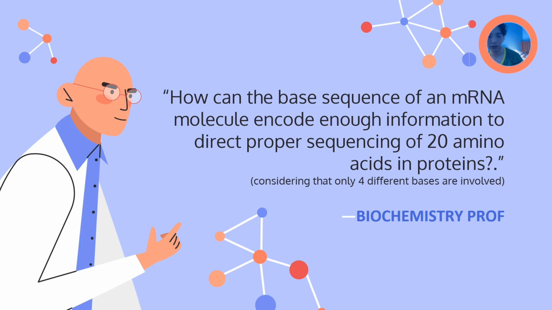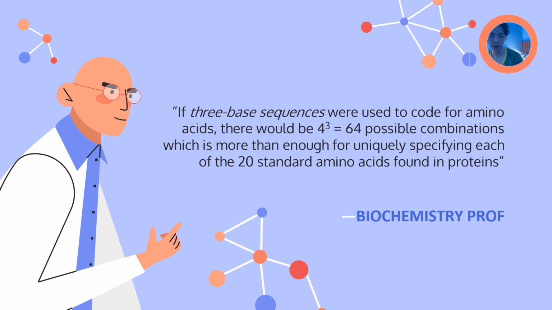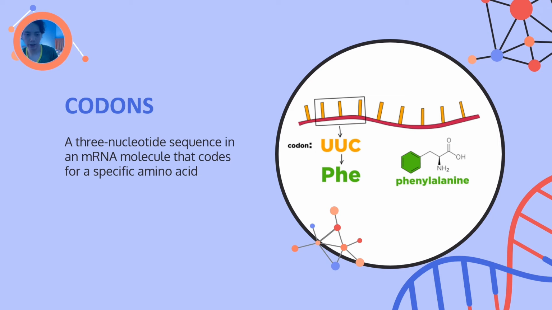If one base is only needed for encoding to synthesize a protein, then that would only result in a total of 4 amino acids. However, if 3 base sequences were used to code for amino acids, there would be 64 possible combinations, which is more than enough for uniquely specifying each of the 20 standard amino acids found in proteins. So research has verified that sequences of 3 nucleotides in mRNA specify the amino acids that go into synthesis of a protein. Those 3 nucleotide sequences we discussed earlier are what we call codons. A codon is a 3 nucleotide sequence in an mRNA molecule that codes for a specific amino acid.